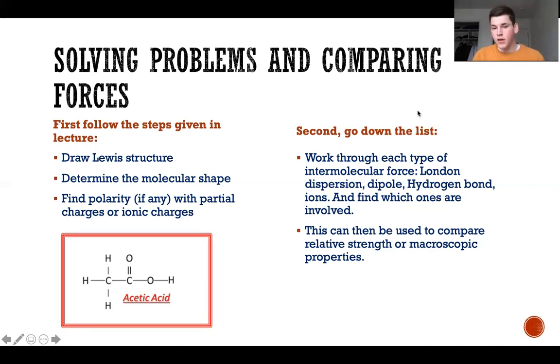So what I do is I go through the list. Sometimes if I try and just pinpoint which one's the strongest, I can miss something. But if I start at the top of my list from London dispersions to dipole-induced dipole, dipole-dipole, hydrogen, ionic dipole, and ion-ion, if I just go through each one of those, we can find out which ones are involved.